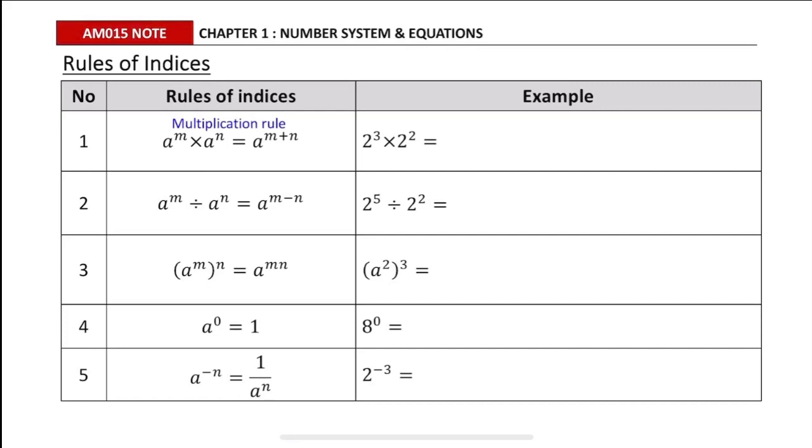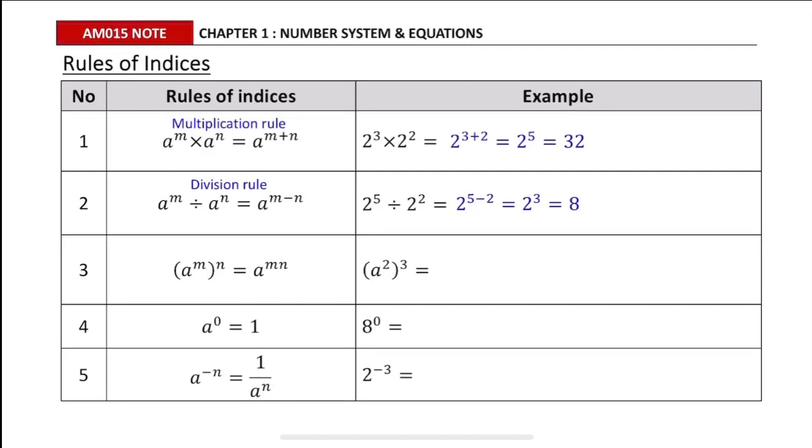For example, 2 cubed multiplied by 2 squared equals 2 to the power of 3 plus 2, which can then be solved to 32. The second rule is the division rule. If there are two terms that have the same base and are to be divided, their indices are subtracted. The example is 2 to the power 5 divided by 2 squared equals 2 to the power 5 minus 2, and then simplify the power and you get the answer 8.